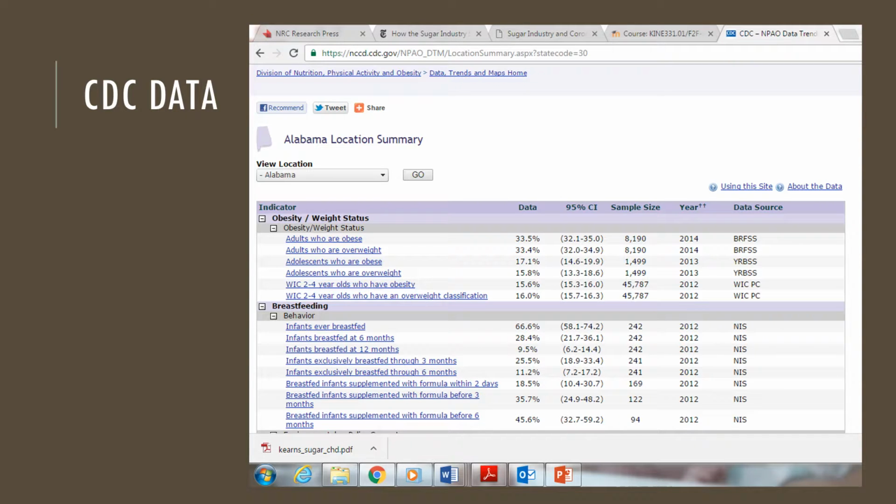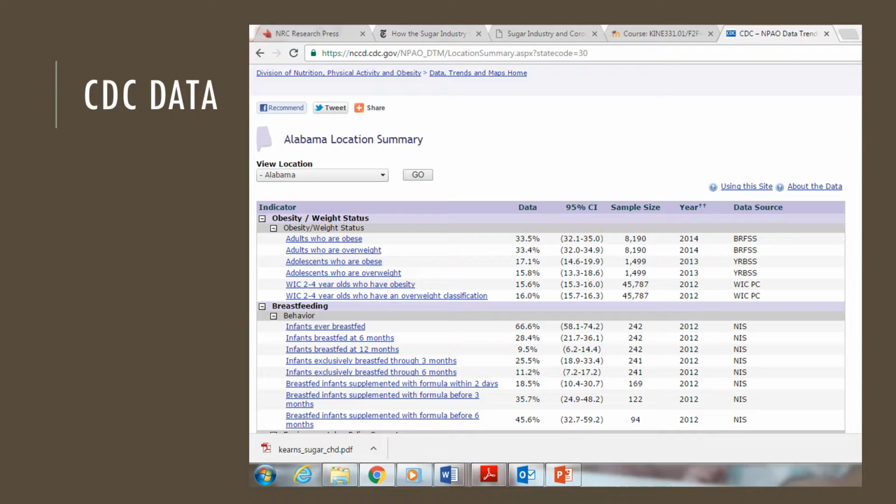You can go log in anytime and get this information. 2014 is the most recent they have uploaded so far. Statistics, you can get each individual state. What you see here is Alabama, but you can also get the nationwide data. So in Alabama, you can see that 33.5% of their sample, which had 8,190 people in it, in the year 2014, were classified as obese, and you can even see where the data came from, the BRFSS.